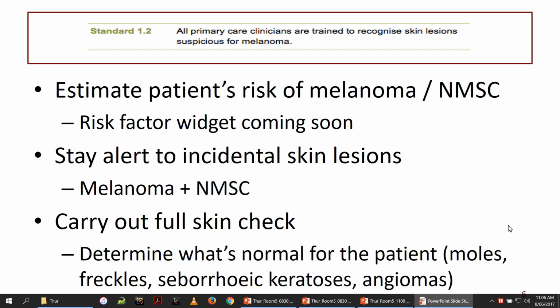Stay alert to incidental skin lesions when you're examining them for some other purpose. And if you are thinking that melanoma might be possible, that patient should have a skin examination from head to foot to determine what's normal for that patient, to see the pattern of moles and seborrheic keratoses and angiomas and freckles. Is it an ugly duckling? Well, you can't tell if it's an ugly duckling if you're not looking at the other ducklings.